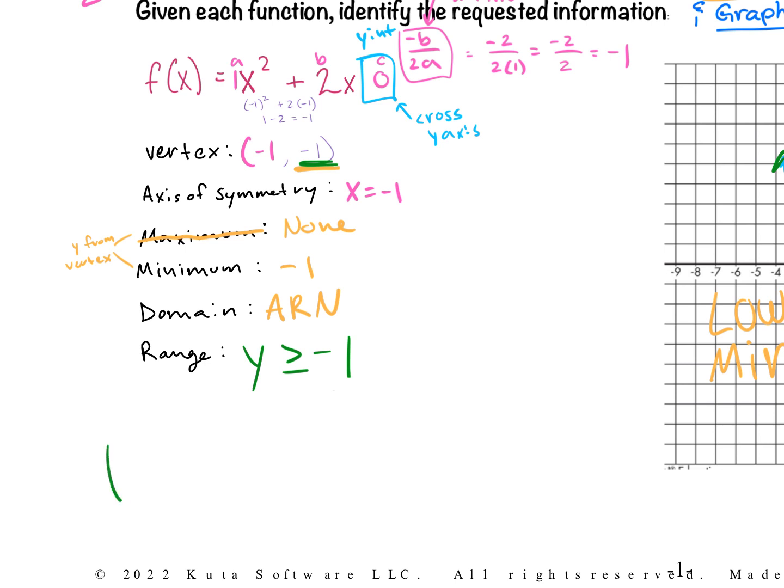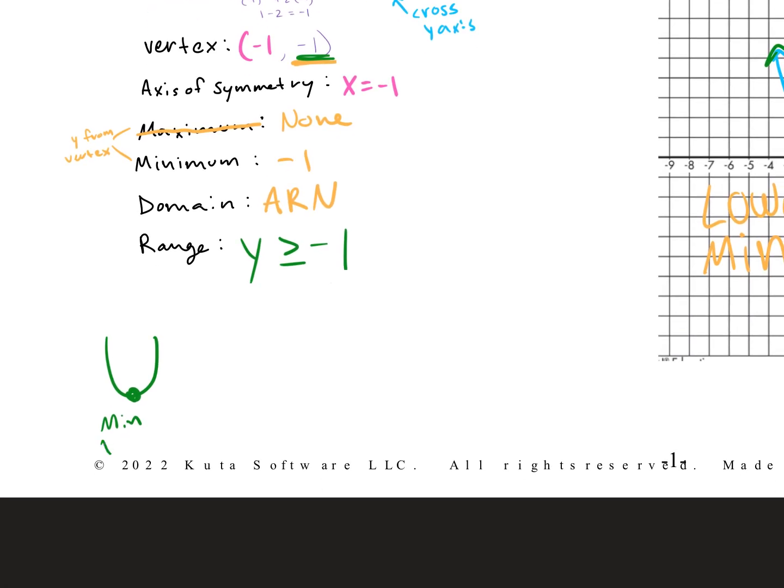So if our parabola is opening up, the vertex is going to be a minimum. And then y will always be greater than or equal to. If our parabola opens down, this will be a maximum, and it'll be y is less than or equal to.